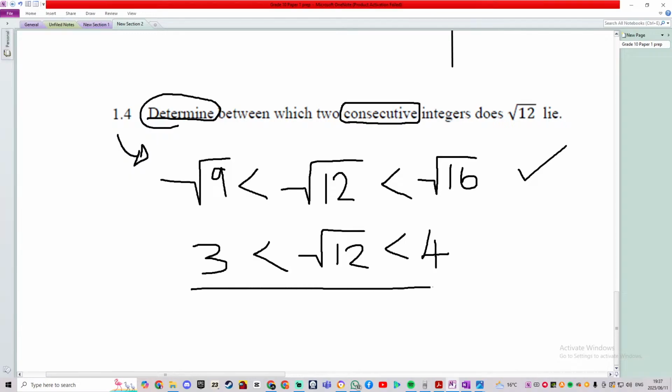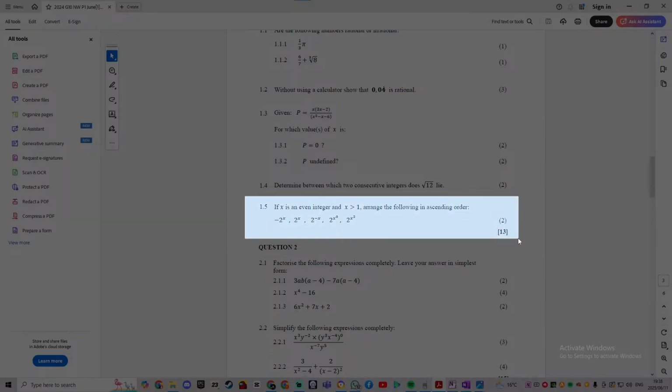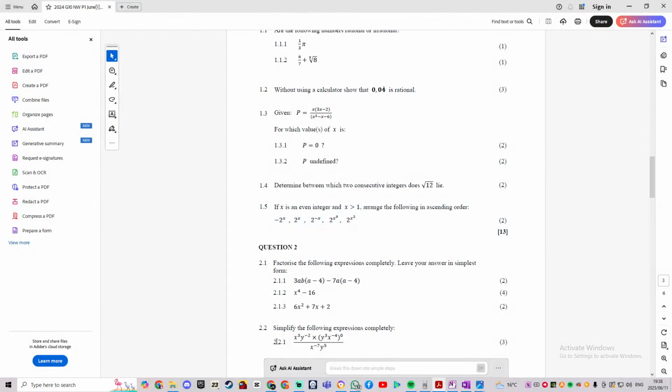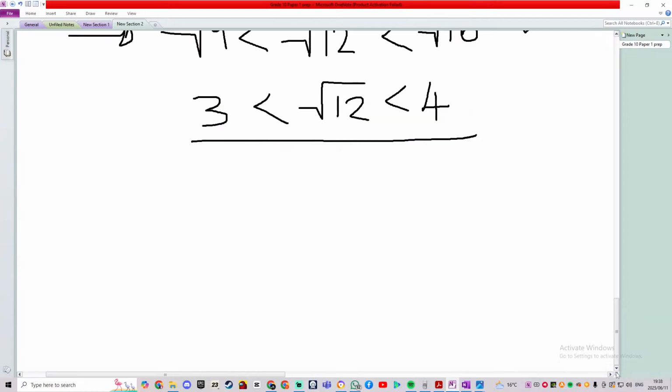But if you want to know how to do it without a calculator, you can use this method here. You can find the square root of a number before 12 and after 12, which is the square root of 9, which is 3, and the square root of 16, which is 4. And I'm over-explaining. I think I'm going too fast now, I'm speaking too fast. But you can put it on 0.5 speed, it's fine.